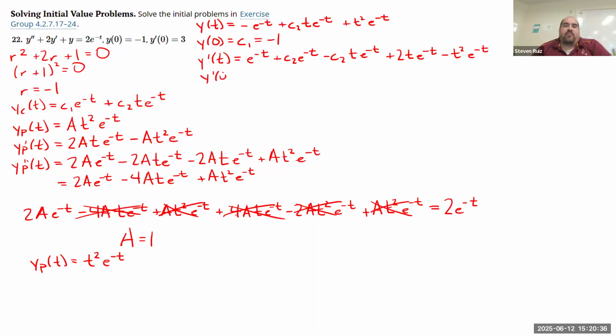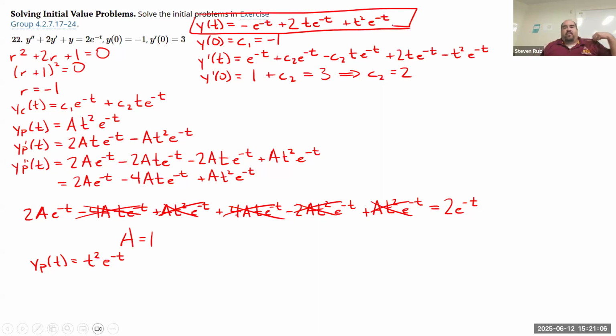Let's plug in 0 for everything. E to the 0 is 1 plus c2 times e to the 0, that's c2. The rest of this has t's multiplied by it, so those are going to go to 0. 1 plus c2 equals 3, which means that c2 equals 2. So here is my final answer for y of t. That is all for the exercises from this section.